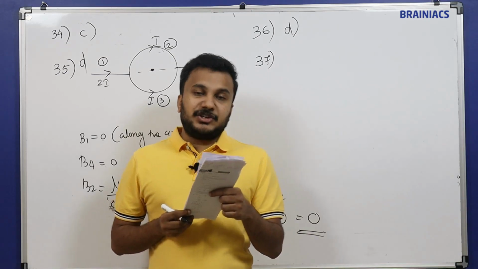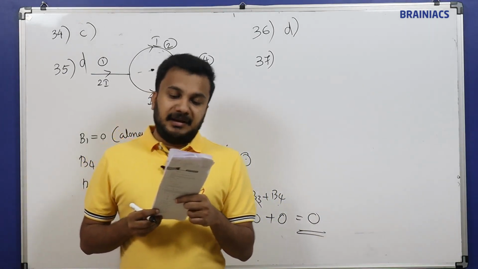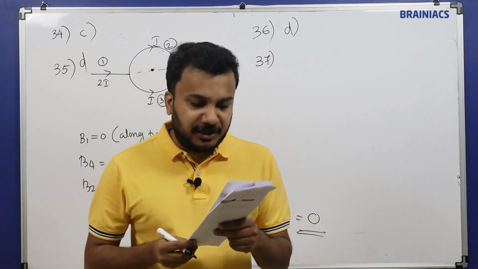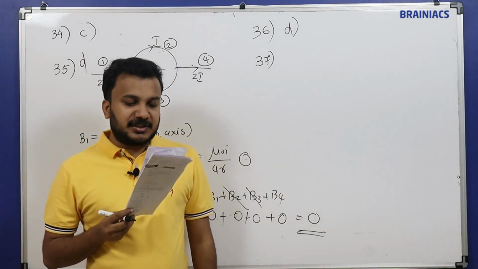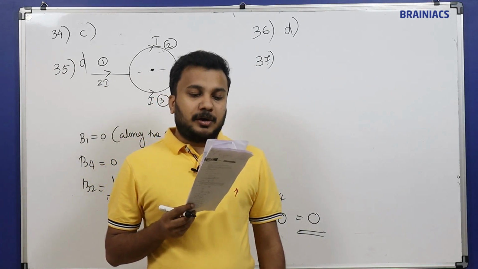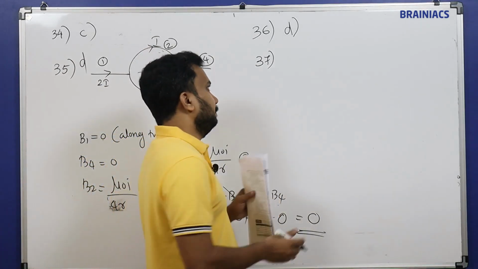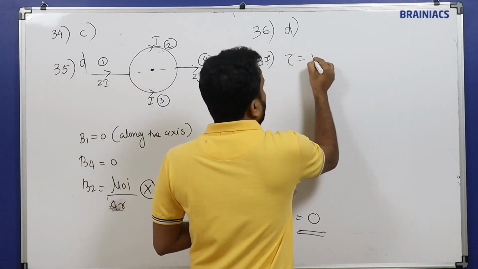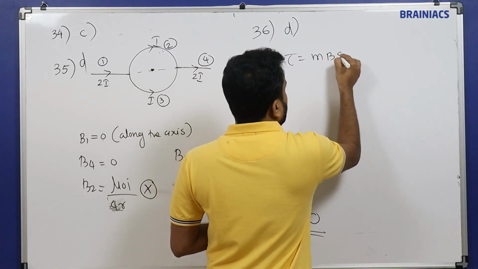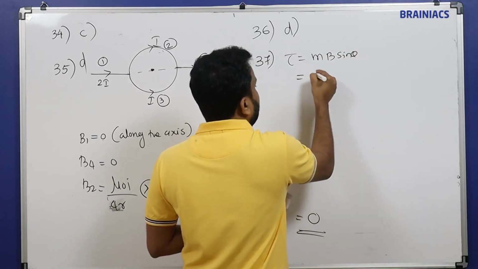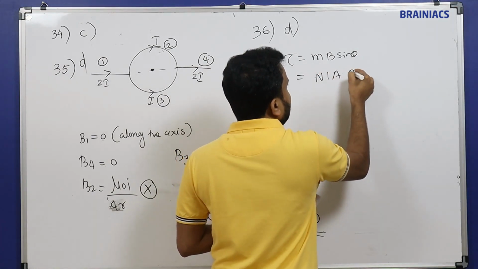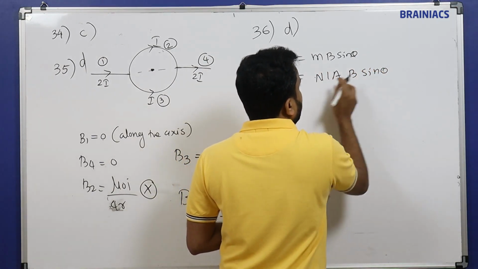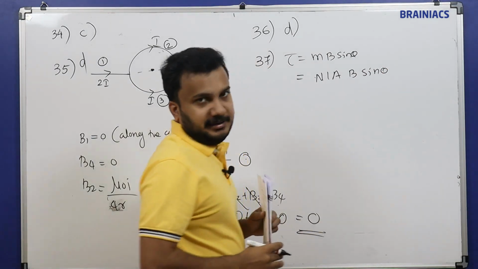4 wires, each of length 2 meter, are bent in the form of 4 loops P, Q, R, S suspended in a uniform magnetic field. If the same current is passed, then torque will be maximum on. So torque will be equal to M cross B, which is equal to MB sin theta. M is equal to NIA, so torque is NIAB sin theta. So torque will depend upon the area vector.